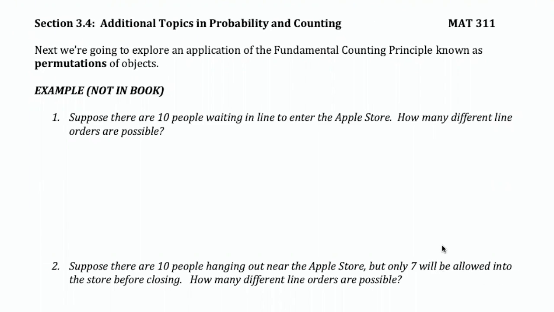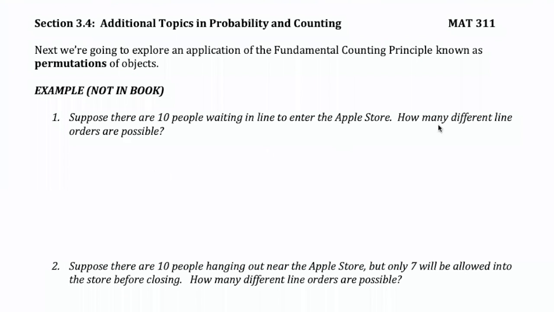The last bit of probability that we're going to discuss involves some applications of the fundamental counting principle, some special cases. And the first one we're going to look at is permutations of objects. So starting with an example you won't find in your book, suppose we have 10 people waiting in line to enter the Apple Store. How many different line orders are possible?